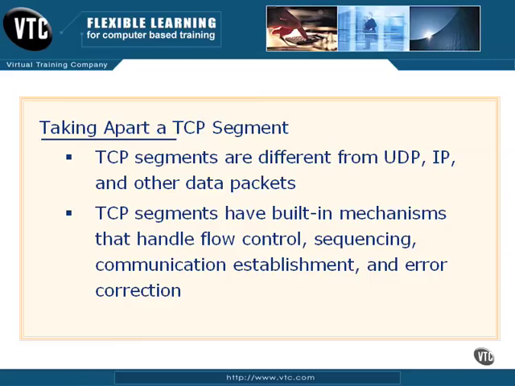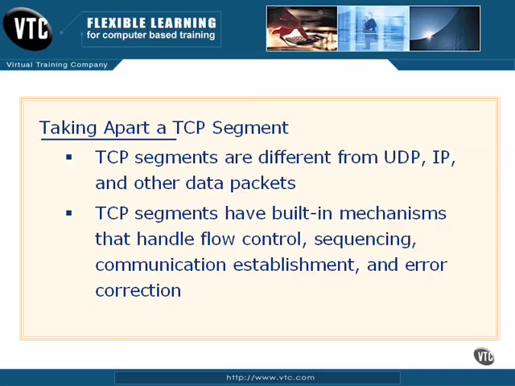Now that we've talked about some general things about packet construction in general, let's look particularly at a TCP segment. Let's take a TCP segment apart so you can see what it looks like. Now, TCP segments are a little bit different from UDP, IP, and other kinds of data packets because they have different functions built into them, and so they require a different packet construction. They do have some things in common with these other kinds of data units, however.